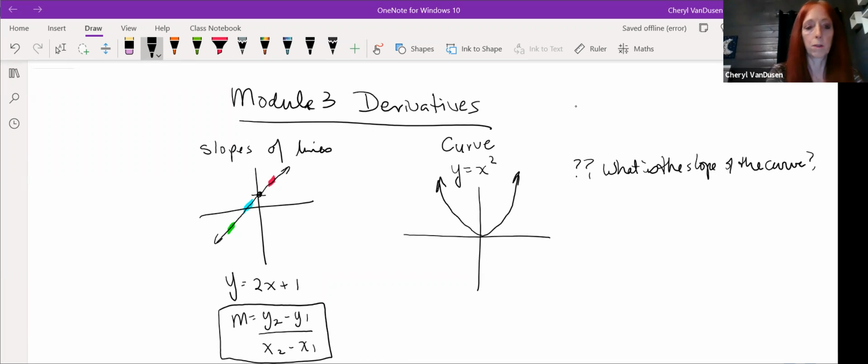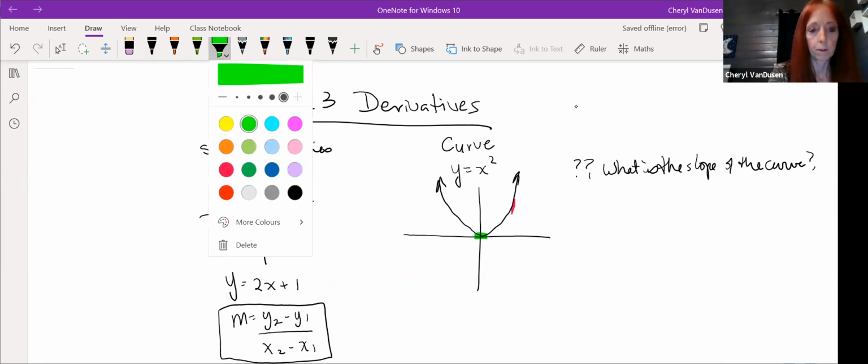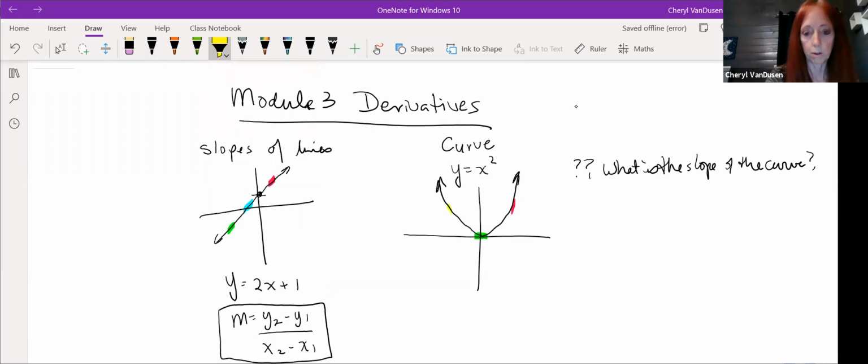Well, let's think about it. If we do the same thing with color, what's the slope of the curve there versus what's the slope of the curve down here versus the slope of the curve here? You can see that those would be very different slopes. At the red, it's increasing quite quickly. The green point that I chose, it would be 0, it was not going anywhere. And at the yellow, it would be decreasing. So the slope of a curve changes.